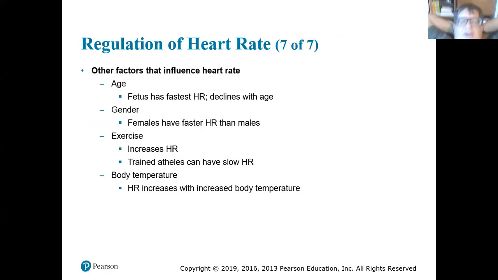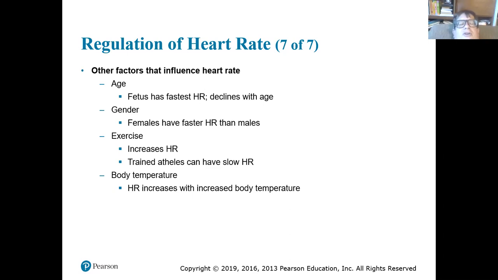Let's move on to more pleasant topics. Other factors can affect heart rate. Age, which by the way is partially related to size. The fetus has the fastest heart rate and it gets lower with age. But small animals like a hamster have a much faster heart rate than a dog or a cat, which has a much faster rate than an elephant. So I'm not sure if it's actually the age or the size, but anyway, women tend to have a faster heart rate than men do.